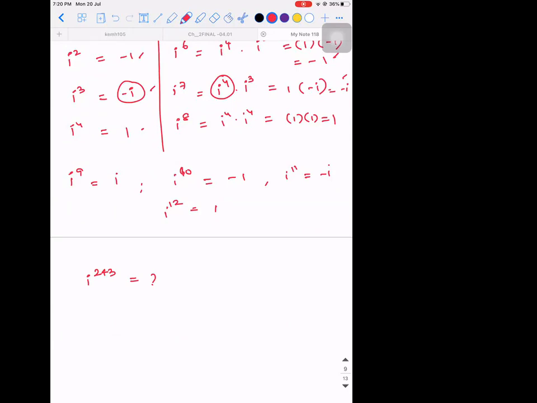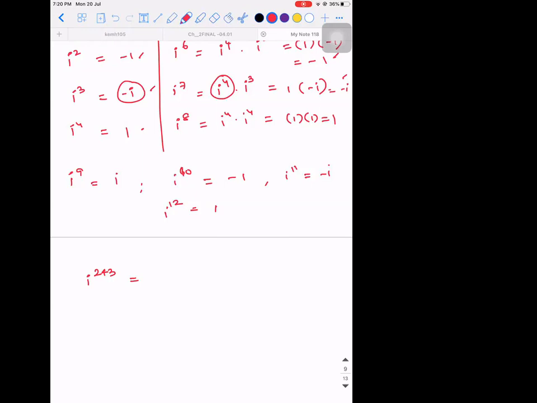Sir, then i power 3 and i power 7 are the same value, sir. Yes, i power 3 and i power 7 have the same value. Similarly, i power 3, i power 7 and i power 11 have the same value. So in this format, what will be the value for i power 243? Somebody tell the answer. Minus i.